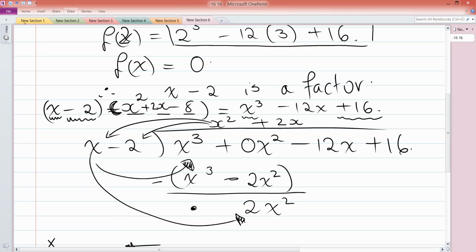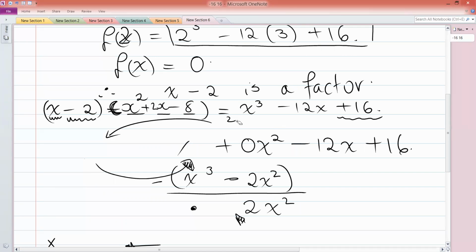I don't know how other teachers taught you how to do that one, but I do this division thing because my kids understood it. Any questions? Yes, no? Okay.